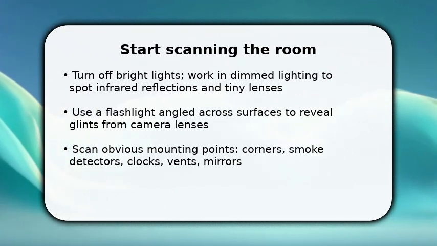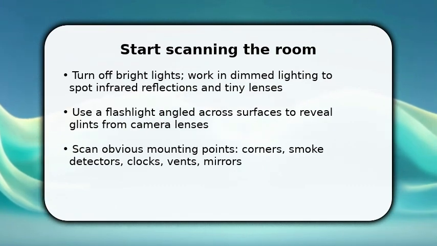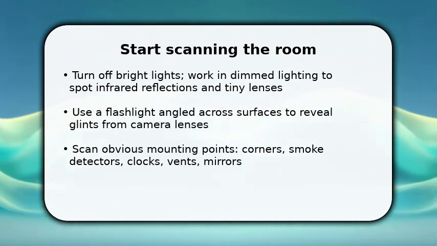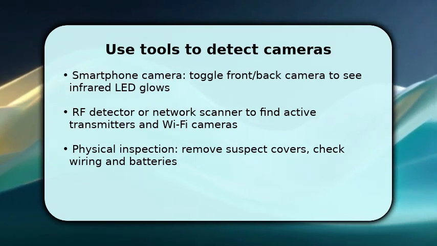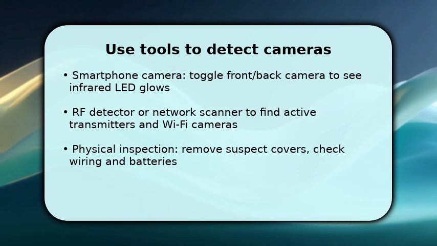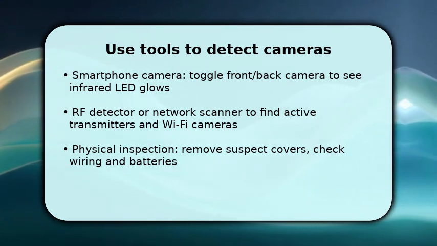Make sure to check small objects and decor at eye level and above, moving deliberately so you don't miss tiny reflective surfaces. Next, use simple tools to confirm suspicions. Point your smartphone camera at suspicious spots and toggle between lenses. Infrared LEDs will appear as bright dots on many cameras.